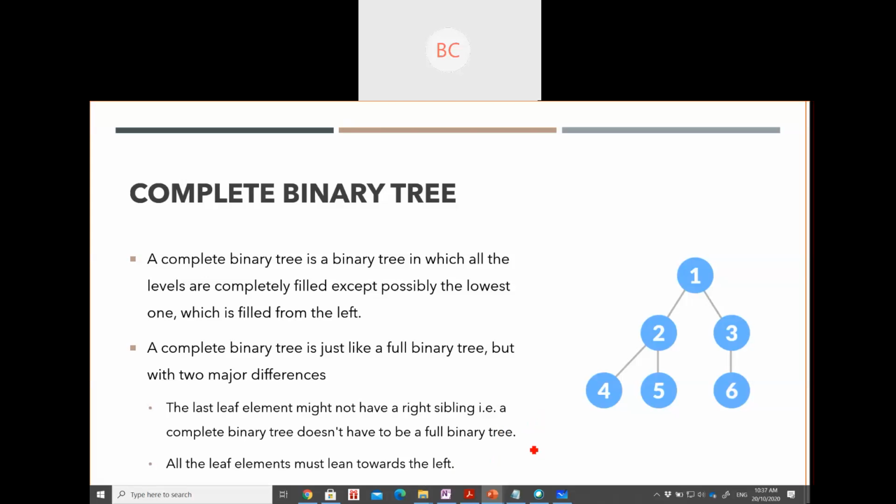It's just like your normal full binary tree, just skewed towards the left. Okay, let me show you an example here.